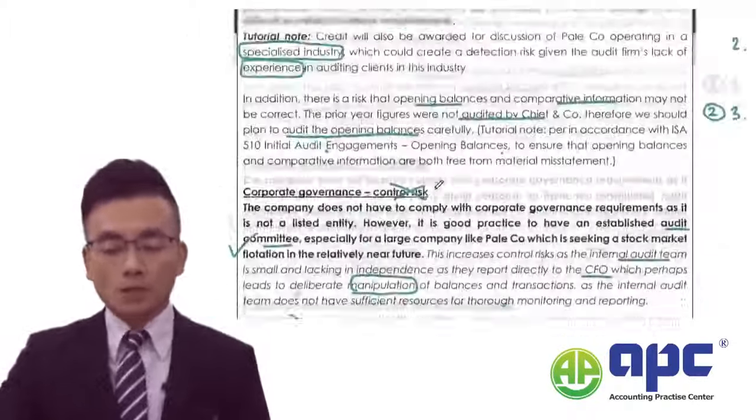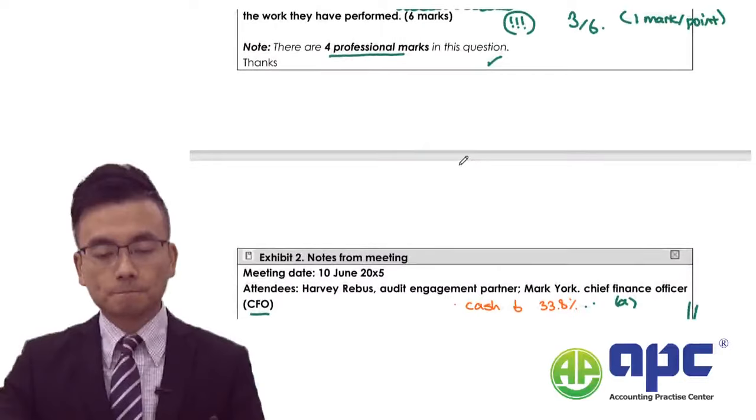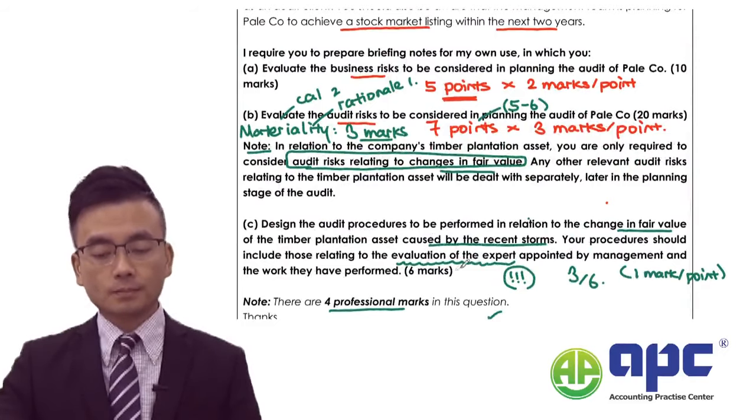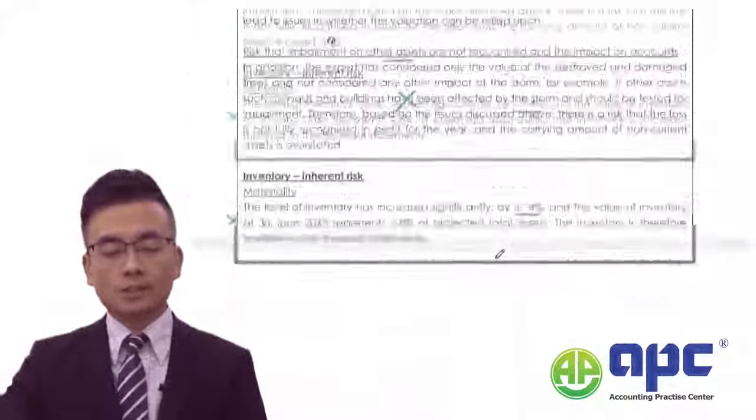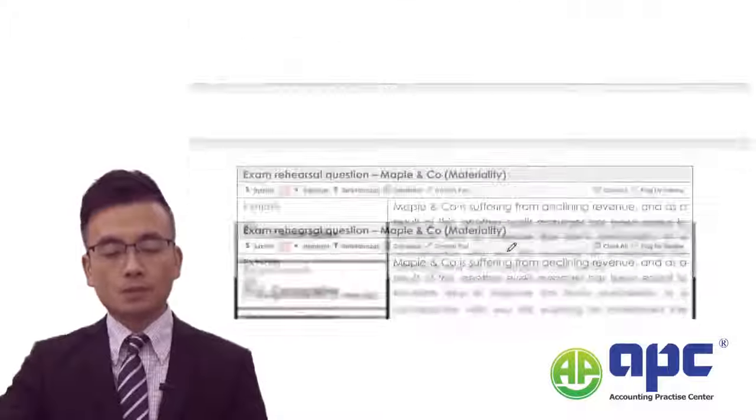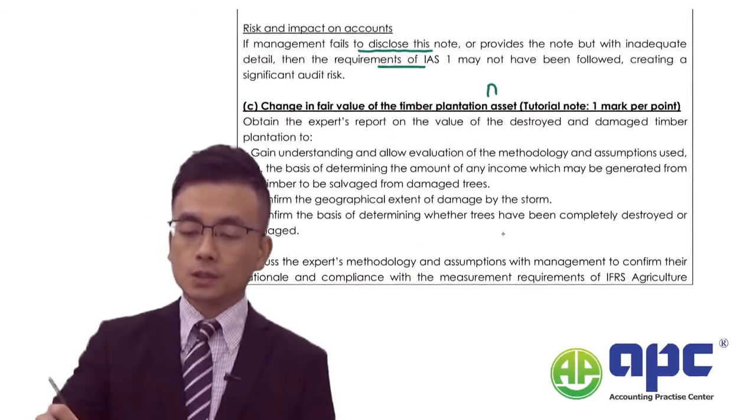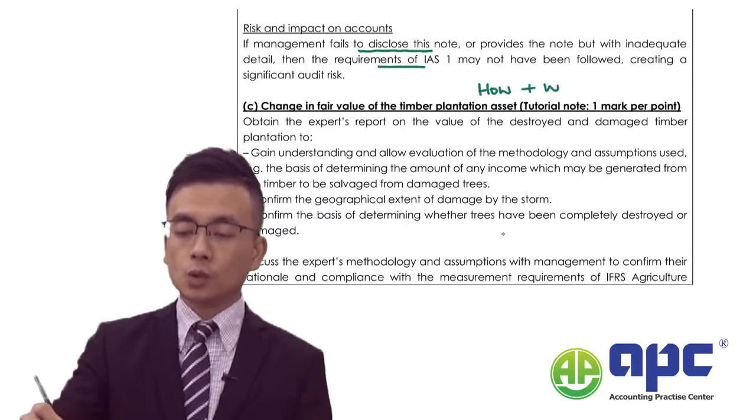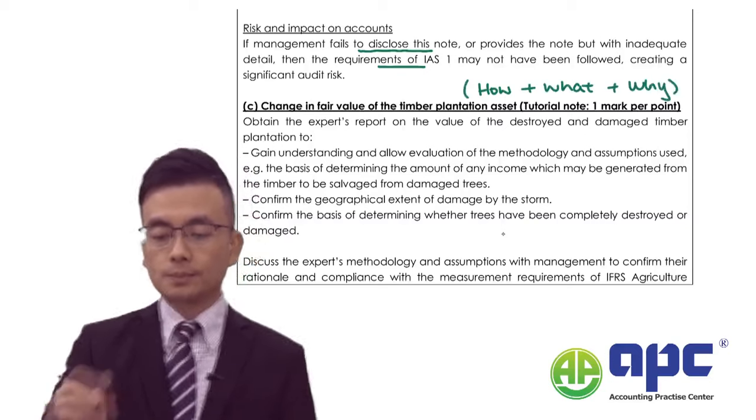So let's talk about Part C of our requirements. Let's see what's required in Part C. Design procedures to be performed on changes in fair value, to evaluate the expert. So what we tend to do for procedures, as I said before, is 1 mark per point. A simple sentence will be absolutely enough. I'm going to include how to do it, which means the action I'm going to take, and what to check, and why we're going to be doing this.